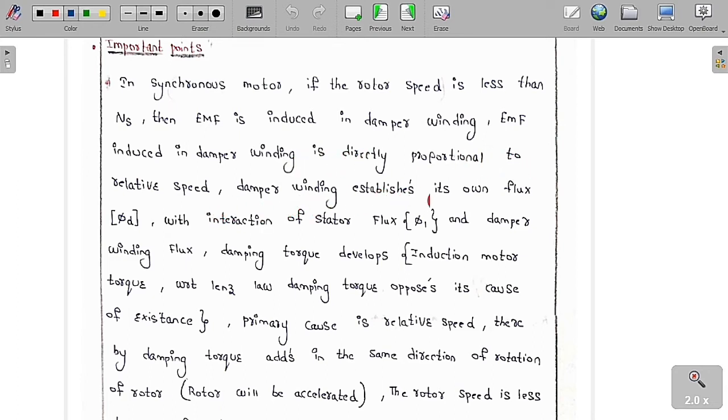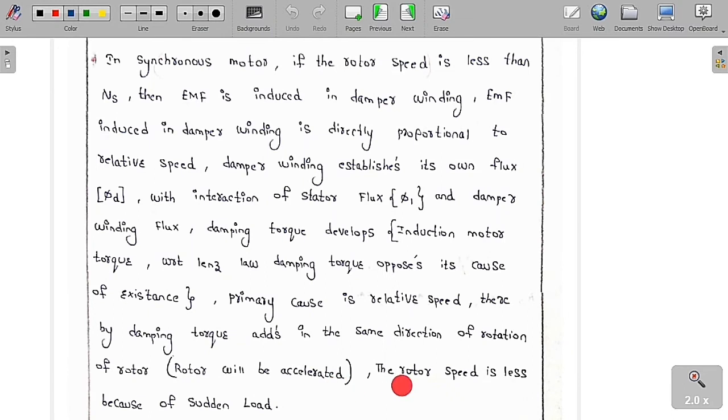The damper winding establishes its own flux phi d, and with the interaction of the stator flux and the damper winding flux, damping torque develops, or we can say induction motor torque. With respect to Lenz's law, damping torque opposes its cause of existence. The primary cause is relative speed, thereby the damping torque acts in the same direction as the rotation of the motor. So the rotor will be accelerated. The rotor speed is less because of sudden load.